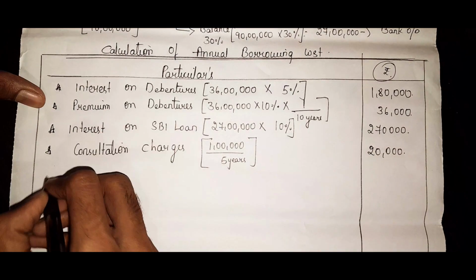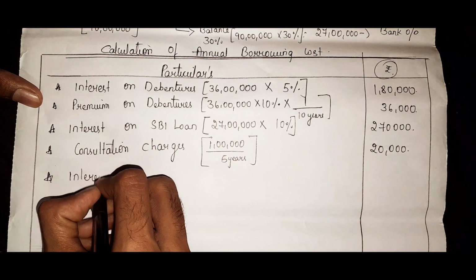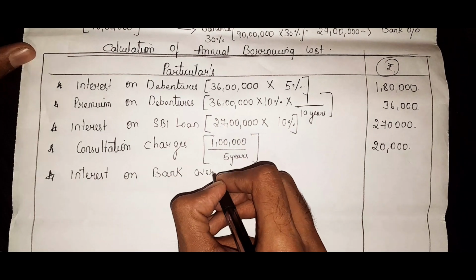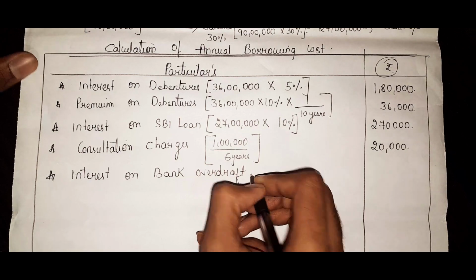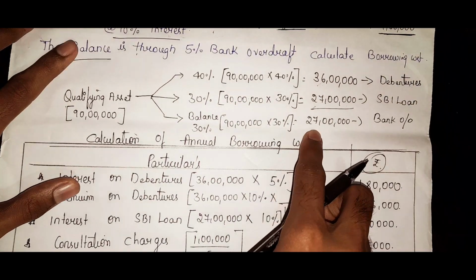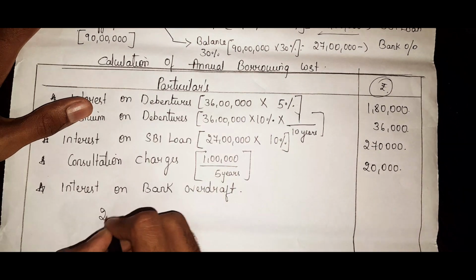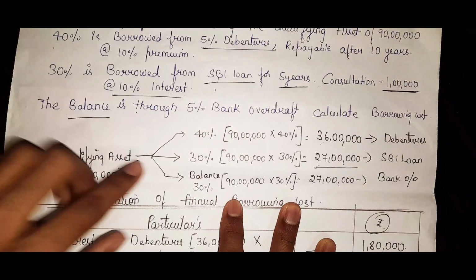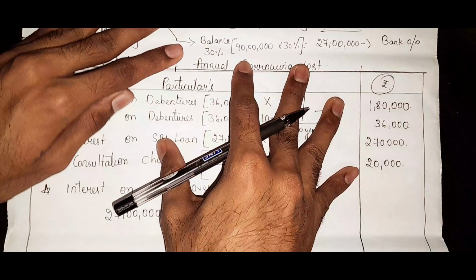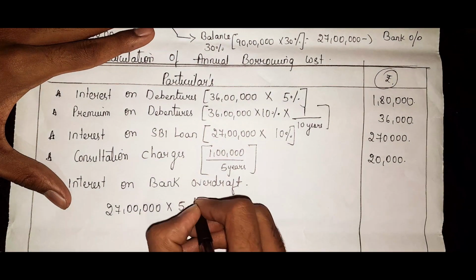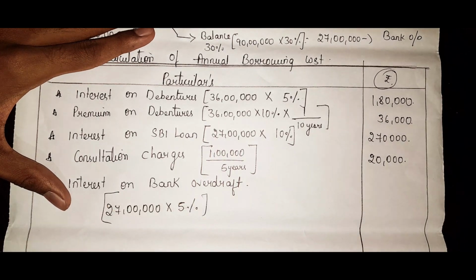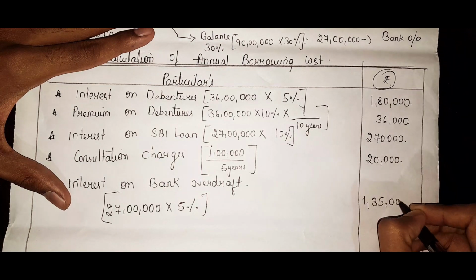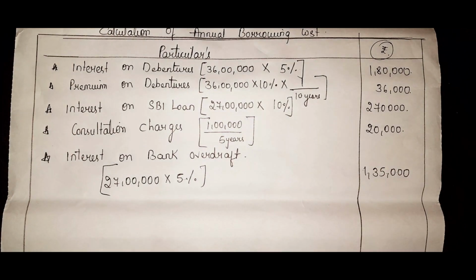Next we have to pay the interest for them. Interest on bank overdraft. So how much is the total overdraft we have taken? That is 27 lakh. 27 lakh into how much? 5% bank overdraft. So you have to pay 5% interest. So 27 lakh into 5% will be 1,35,000.